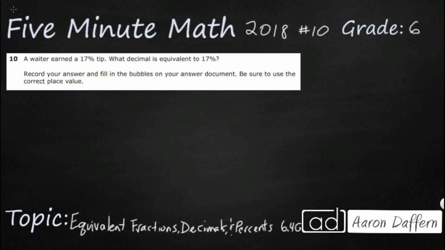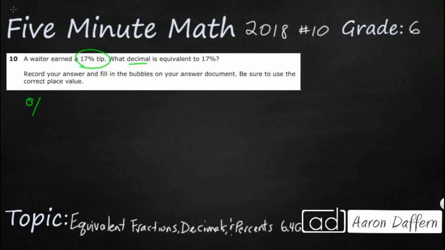So it seems like a fairly simple problem. We have a waiter that earns a 17% tip. That's a pretty decent tip. What decimal is equivalent? So we just need to change our percent into a decimal. That's a fairly simple process.